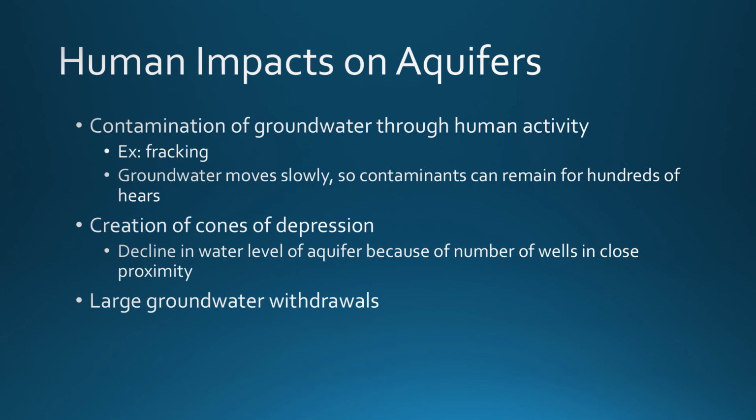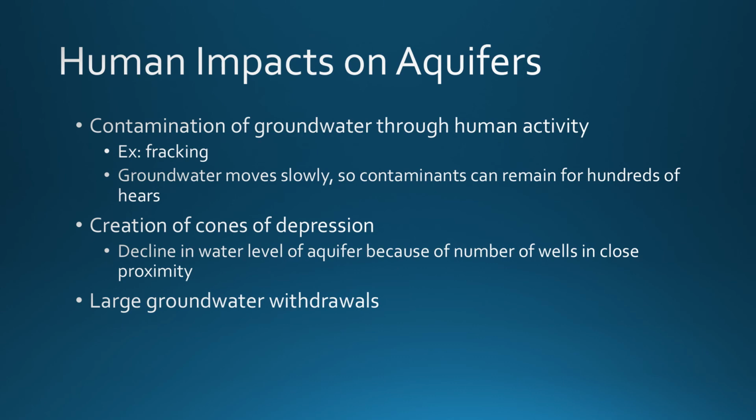One of the most modern examples that has been in the news a lot is fracking. That's a way of harvesting natural gas where you literally go down and fragment the earth to release the gas, but they use a lot of chemicals in that process, which are then directly put into the groundwater. And groundwater moves really slowly. It doesn't move like our surface water does, so contaminants can remain for hundreds of years. And then there's also the creation of cones of depression.